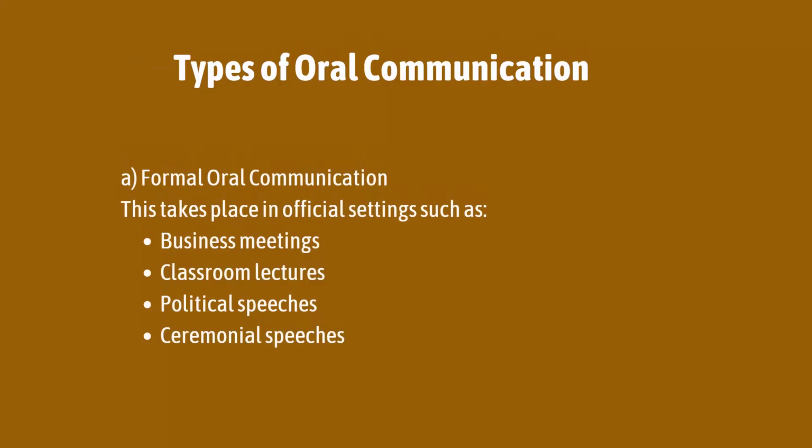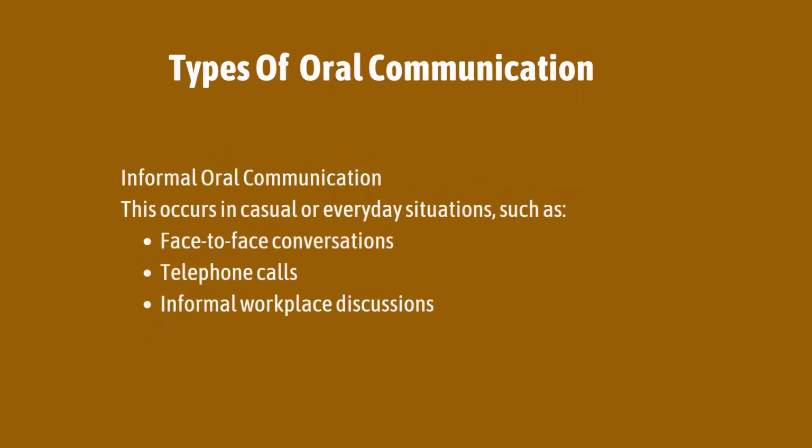The next one, in the next session, we are going to talk about the advantages. But before we get to the advantages, here are some of the types of formal oral communication. Like we said, it takes place in the official setting. We have business meetings, classroom lectures, political speeches, and ceremonial speeches. Types of informal oral communication: we have face-to-face conversation, telephone calls, informal workplace discussion.